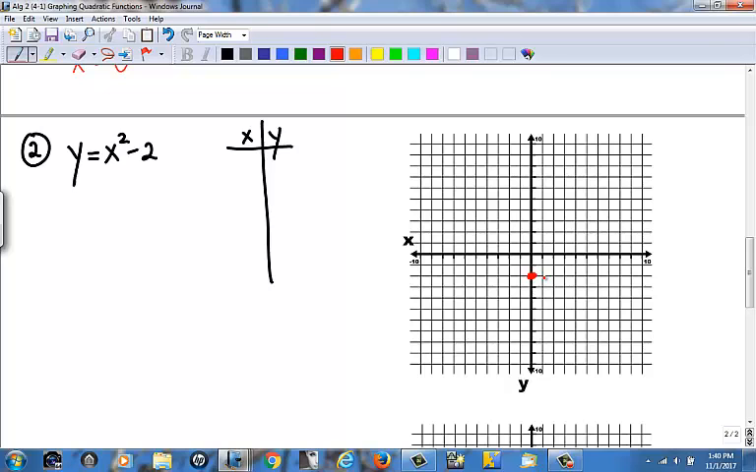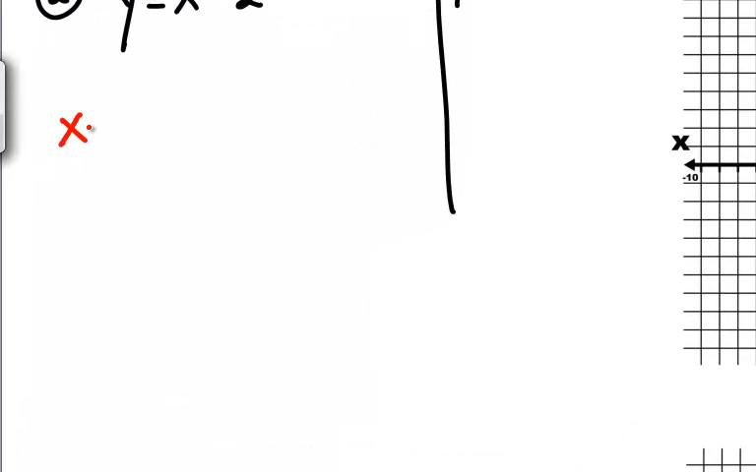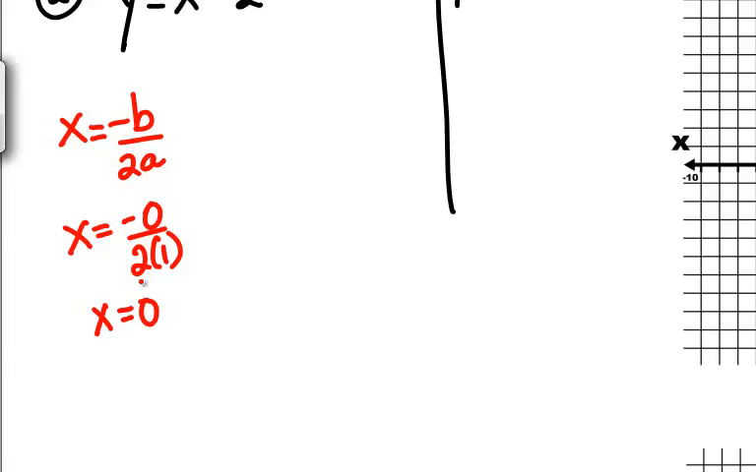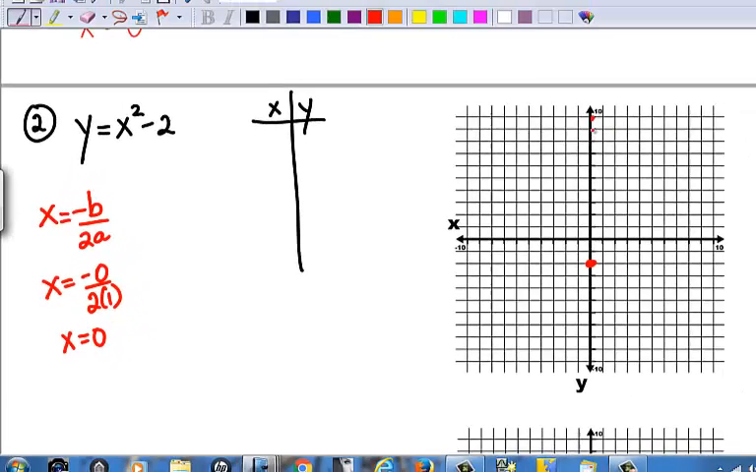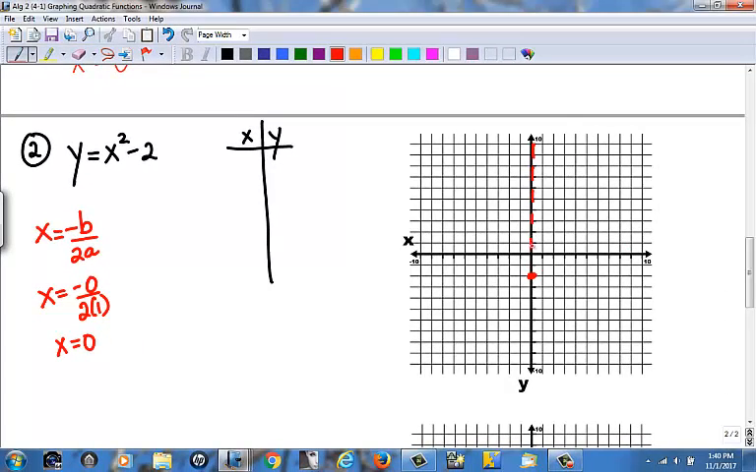Okay. The axis of symmetry is critical. X equals the opposite of b over 2a. You want to write these formulas down enough that you get them memorized. Our b value in this is 0. It's still -0 divided by 2 times 1. It's still 0. So our axis of symmetry is still x equals 0. So dash that right along the y-axis.